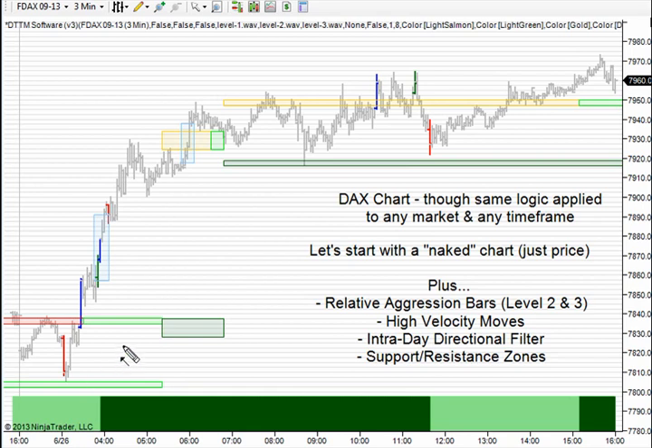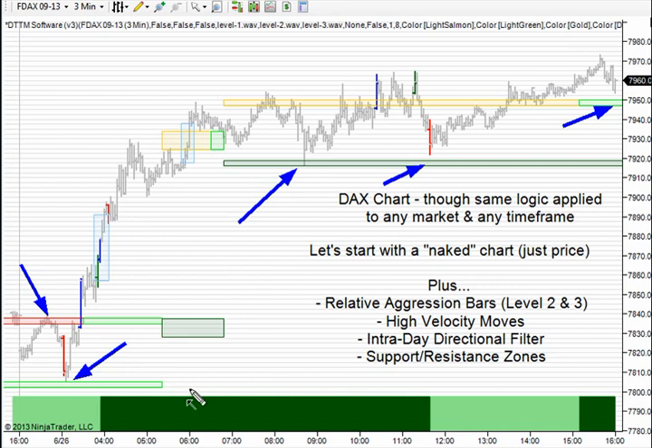Well, for example, if you're thinking about a long and it sets up near a green support zone, all the better. It's adding to your edge. If you're thinking about a short and it lines up near a red resistance zone, all the better. It adds a couple percent to your edge. It's just about increasing your odds of probability.